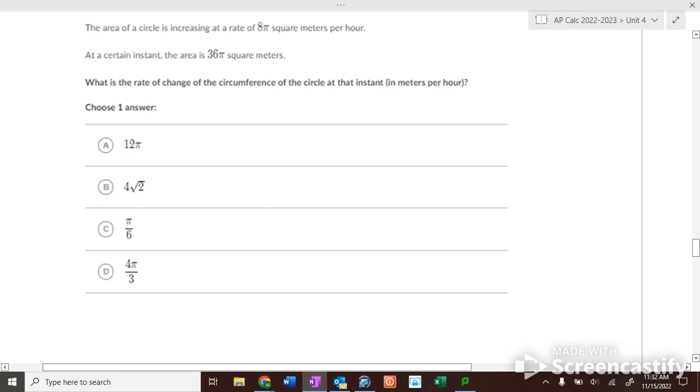The area of a circle is increasing at 8 pi meters per hour. At a certain instant, the area is 36 pi square meters. So, area of a circle is pi r squared. At a certain instant, the area is 36 pi. So 36 pi equals pi r squared. So we obviously know r equals 6.